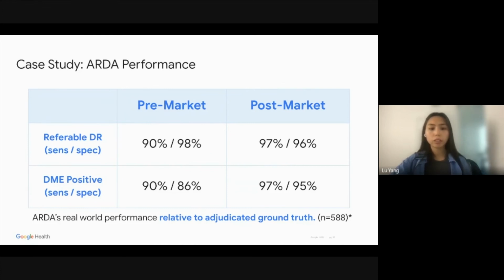On the right is the performance in post-market. So far, we have seen similar, if not better, performance in post-market in India. And I want to reiterate that the numbers shown here are provided as an example, since we're continuously running real-world evidence monitoring.